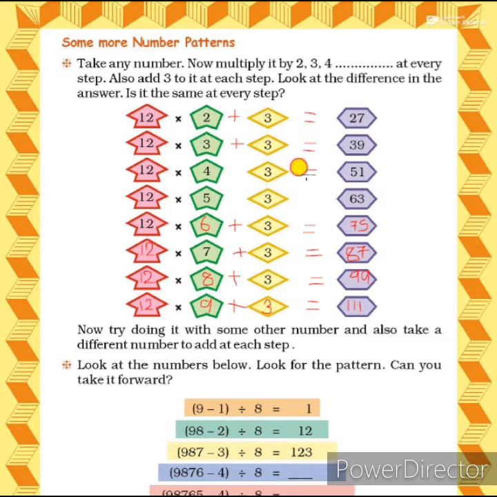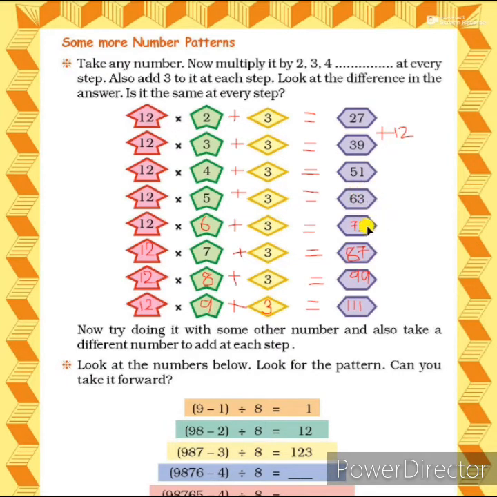But we have to observe that now you can try doing it with some other numbers and also take a different number to add each time. Now in every step, which pattern can you find, students? In every step of the answer we can find that the number is increasing by 12. That means 27 plus 12 is 39. 39 plus 12 is 51. 51 plus 12 is 63.